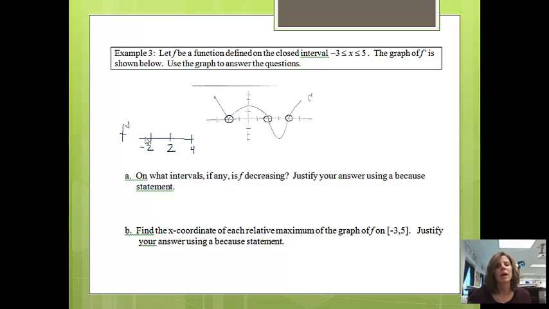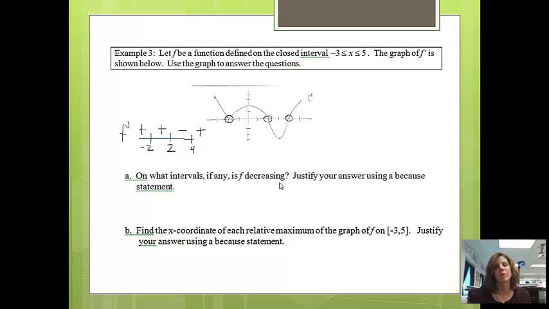Now, before -2, I notice that all of my derivative values are positive y values. Between -2 and 2, I also notice that all of my y values are positive. Between 2 and 4, I notice that my y values are negative. And after 4, all of my y values are positive. As soon as I have my chart, I'm pretty much done with my work. Now I just have to analyze it.